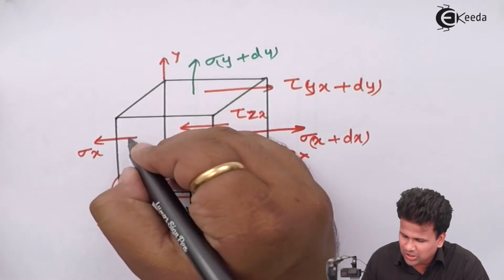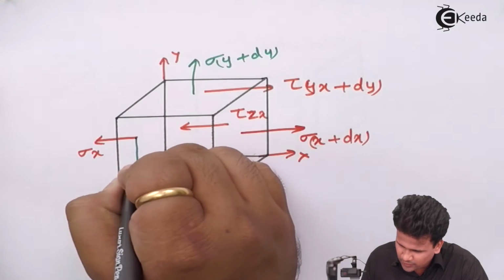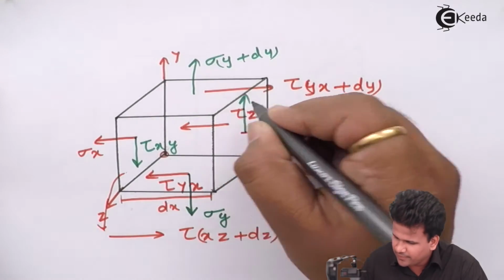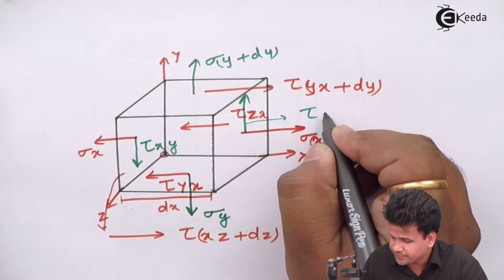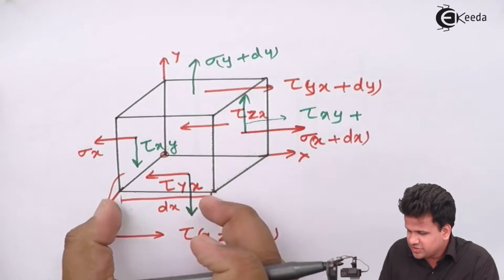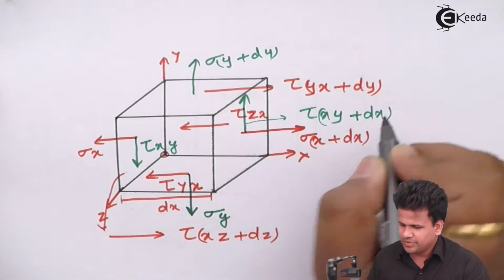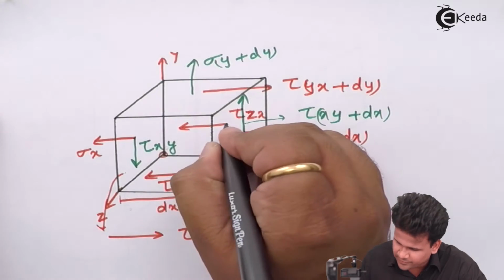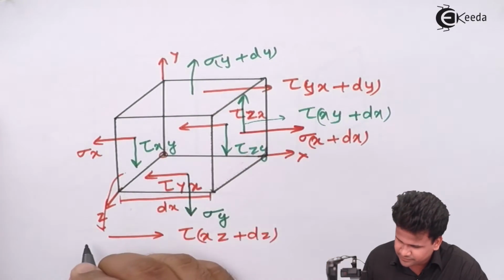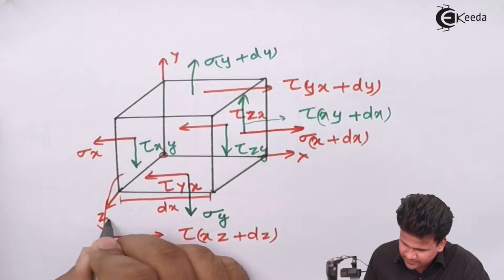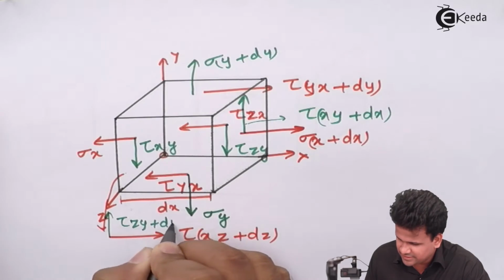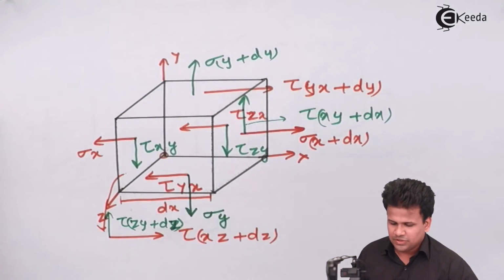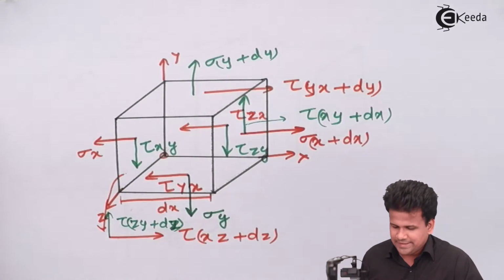Now the next plane will be x plane, y direction. So this will be tau of x plane y direction, and at a distance it will go above. This part will be given as tau of x plane y direction plus dx, because the distance between them is dx. And the last part which we'll consider is the plane which is behind, that is the z plane. So this is tau of z plane y direction, and over here this will be tau of z plane y direction plus dz, not dy, because the distance between these two planes is dz. So we have denoted all the y direction stresses.